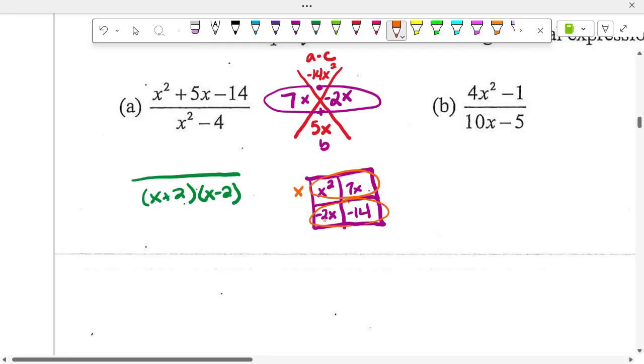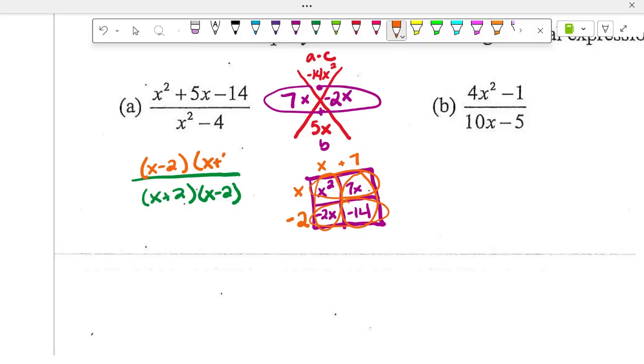Now it starts with a negative. So I said if it's the first term, then there is a negative, you should always make it what? You should always pull out the negative. Negative 2. Good. What about this column? X. This column? Positive 7. So this factored would be X minus 2 times X plus 7.